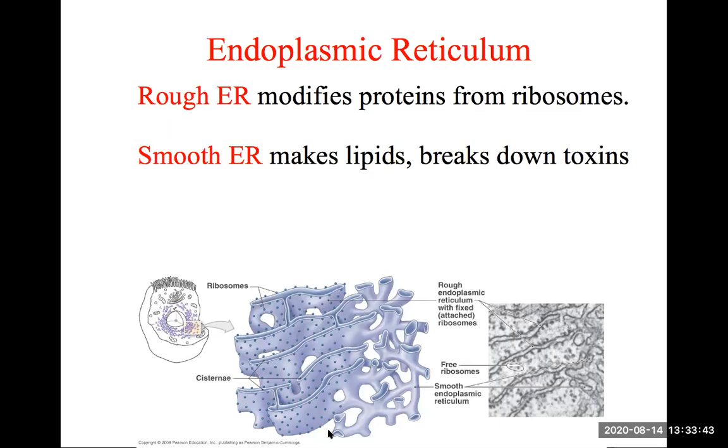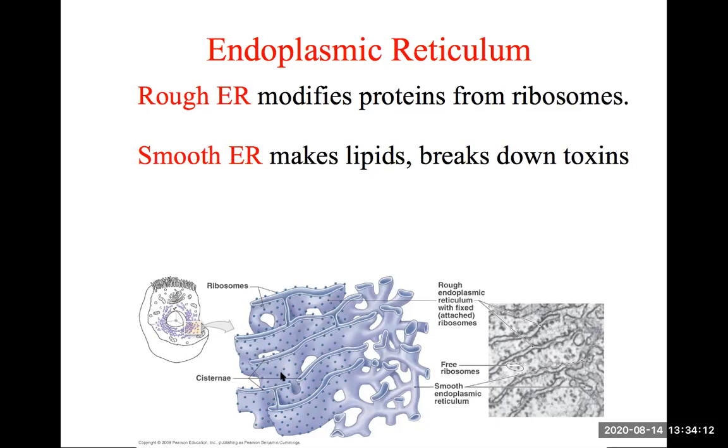And if you look in the cell, the two are continuous with one another. Okay, so on the left, we have the rough endoplasmic reticulum. On the right, we have the smooth. So you would think that they carry out very similar functions, but actually they don't. Over here on the left, the rough endoplasmic reticulum is covered with ribosomes. And I told you these put together the proteins. They attach one amino acid to another amino acid.